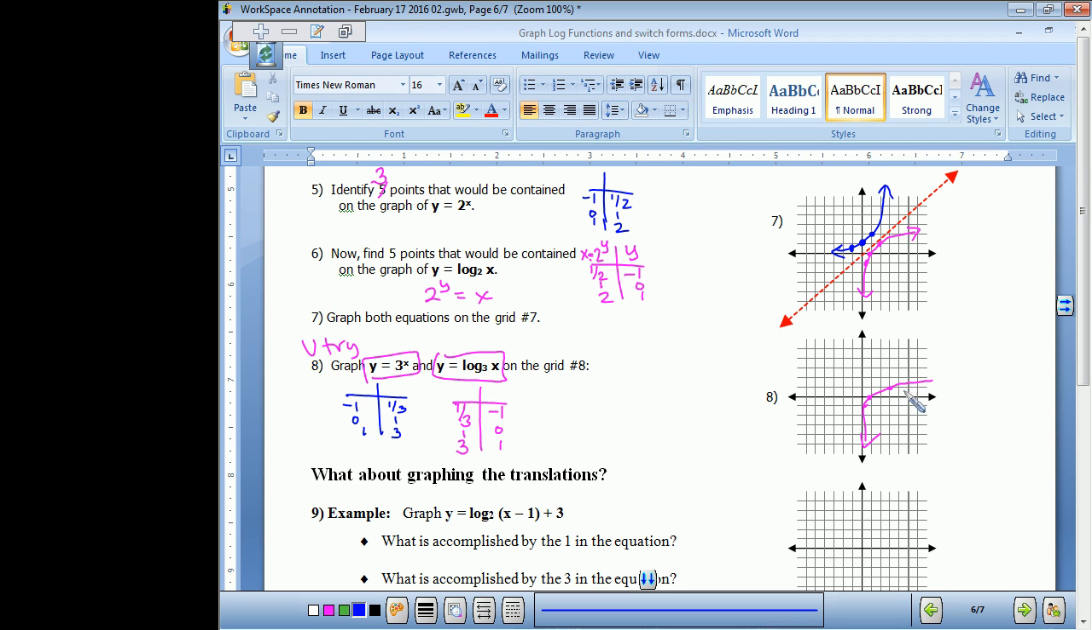Doesn't look much different, does it? Just a little bit narrower. Whoa. Oh, shouldn't have been curved like that.